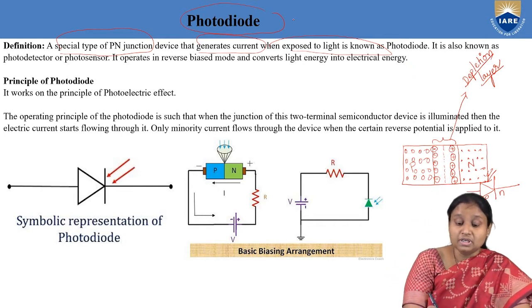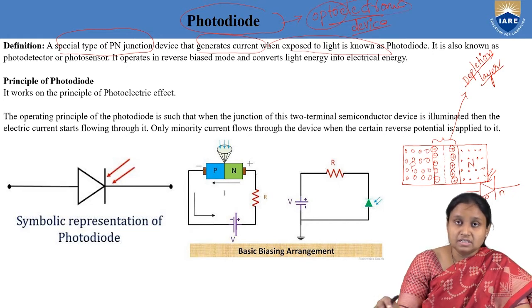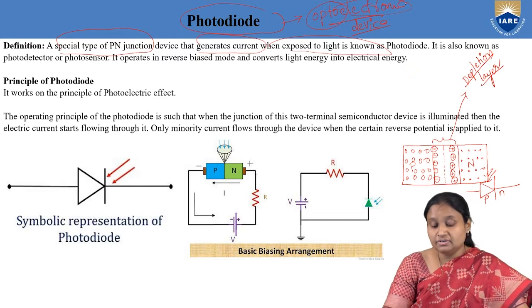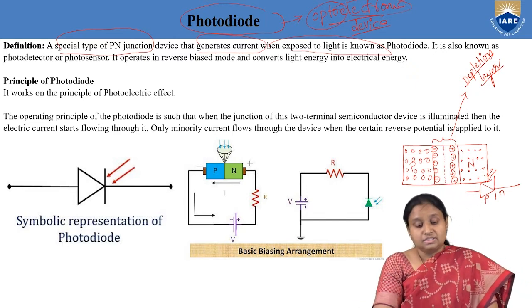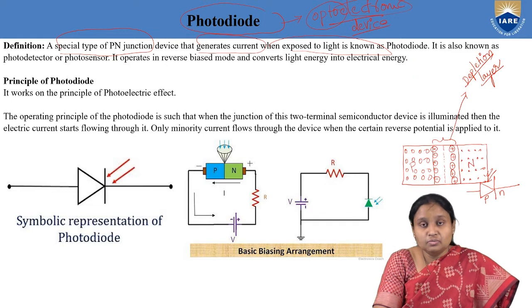So this photodiode comes under optoelectronic devices. Opto stands for light, and electronic gives rise to current. So here the input is light and the output is current.